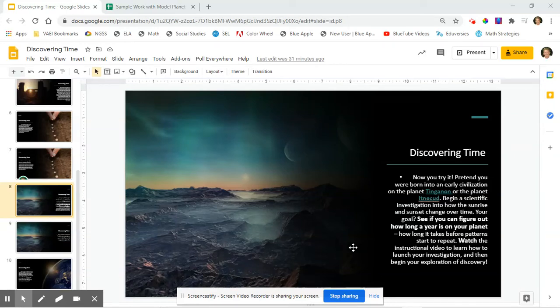Right, let's explore how you can figure out the length of a year on these two alien planets, Tinganan and Itnikud. So if you were an early person on one of these planets, you might notice that the sunrise and the sunset change just a little bit each day, and that those changes go along with how long the day feels and with the weather, whether it's warm or cool. And so you might want to track how these sunrises and sunsets move over time.